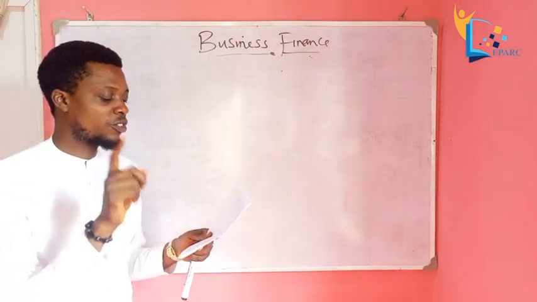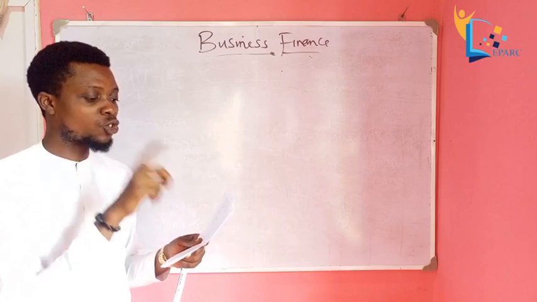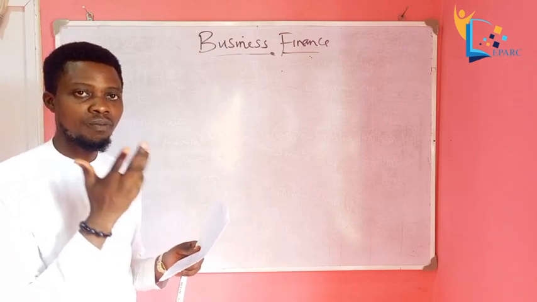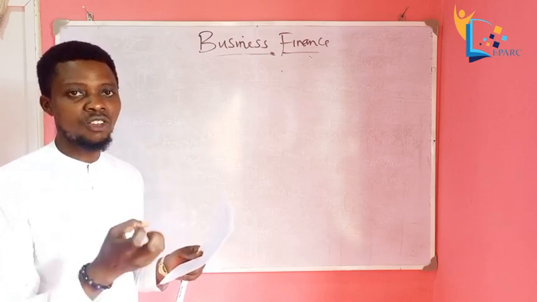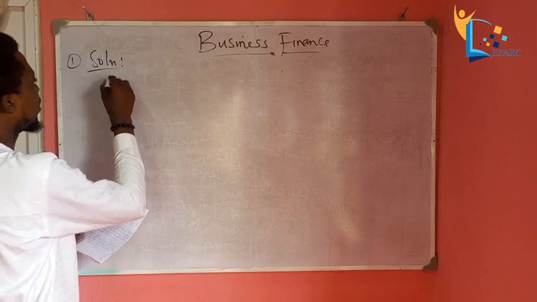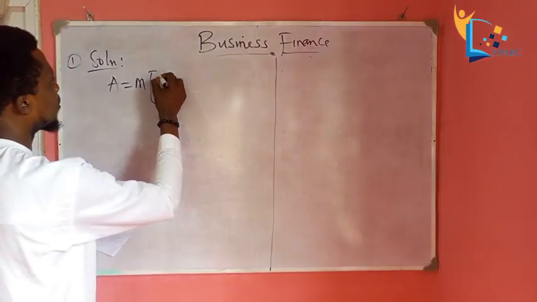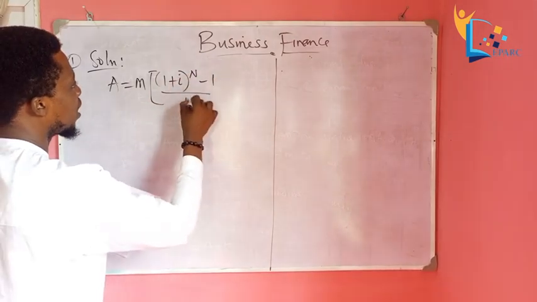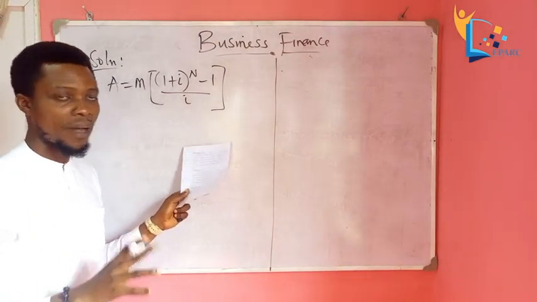Now first of all, you identify this is an ordinary annuity. So what is the future amount or compound value? That's what they're asking us to find out here. And I gave us the formula for compound amount for ordinary annuity. Please take note, try to differentiate between the 2 of them. Solution: we're going to have A equal to M, open bracket, 1 plus I to the power of n, minus 1, all over I. These are the formulas for ordinary annuity, for compound value.